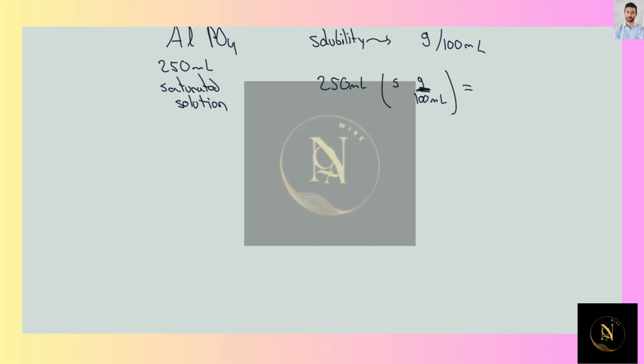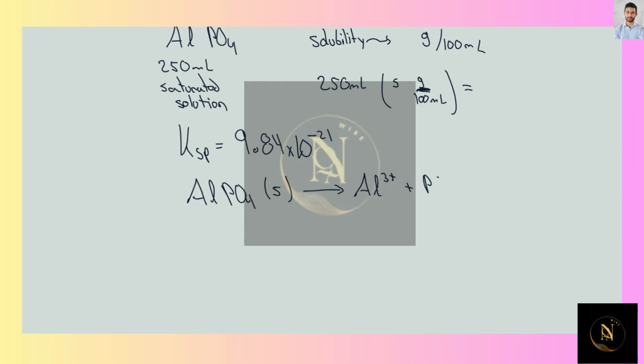The other possibility, which is the most probable one, is that you are given only the value for KSP. The value for KSP is going to be equal to 9.84 times 10 to the minus 21 under normal conditions. And in this case, this is going to look more like a chemistry problem, because we're going to have aluminum phosphate as a solid that is going to dissociate into aluminum 3 plus and phosphate 3 minus.